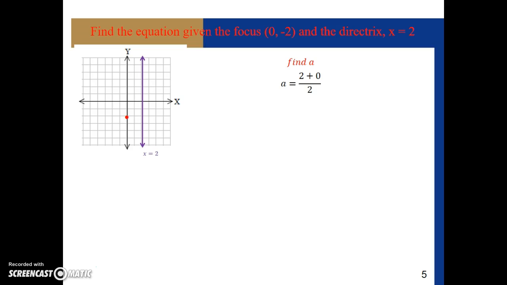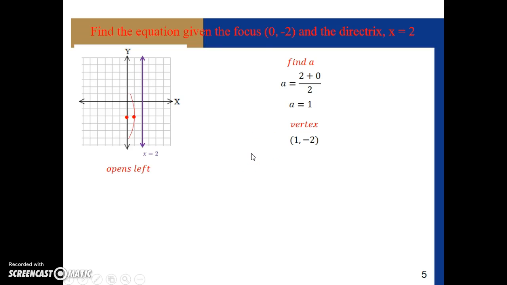So we're going to be opening to the left. So we know that x equals 2 is the directrix, and so therefore a has to equal 1. The vertex point is going to be between the focus and the directrix, so it is the point (1, -2). The vertex is equidistant from the focus and the directrix, remember, and the distance from the vertex to the directrix is the distance of a. The distance from the focus to the vertex is also the distance a.